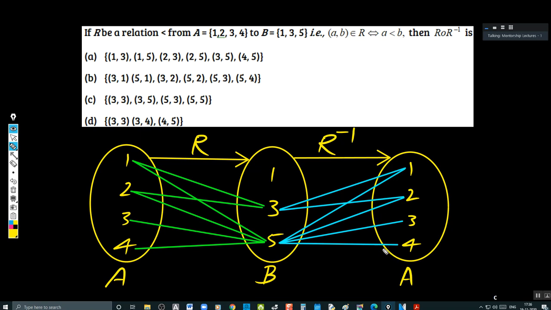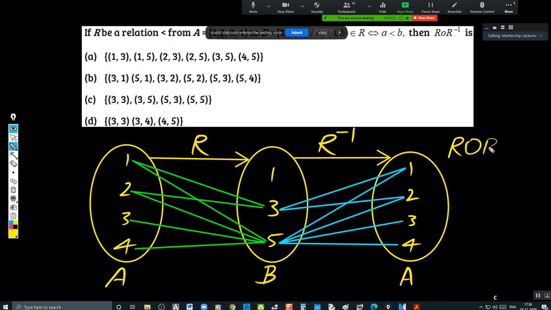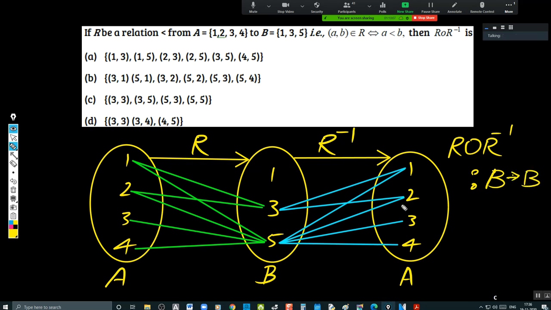again it is to be defined from A to A or B to B. You tell me first of all how RoR inverse is to be defined. Whether it is A to A or B to B, Ananya? A to A. Yes, sir. A to A. B to B, no, we got B to B. Now, B to B you have to see.